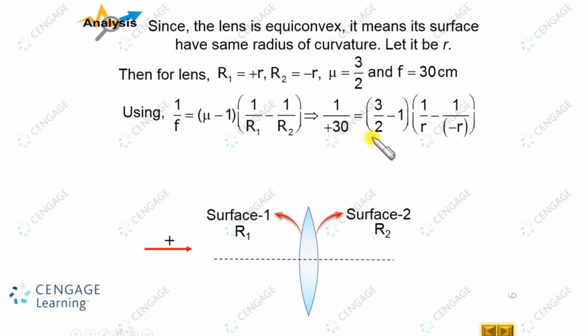Now we can find the value of small r, that is 1 by 30 equal to, this is 1 by 2 and this is 2 by r. 2 and 2 will get cancelled. That means small r equal to 30 centimeter. So here we got the radius of curvature of this surface as well as this surface as 30 centimeter.